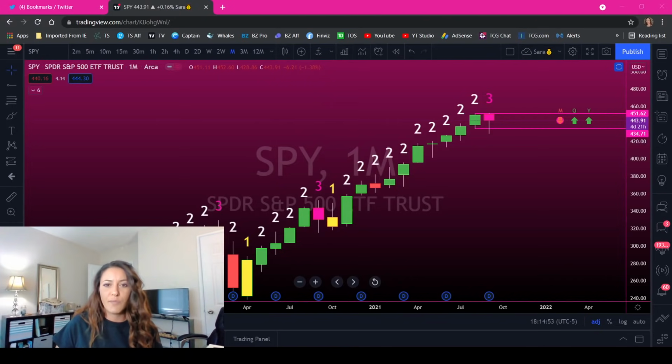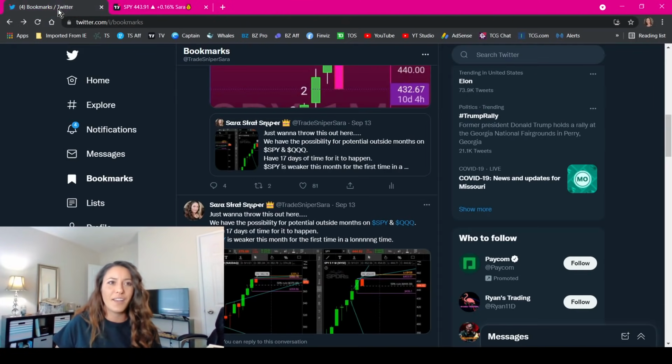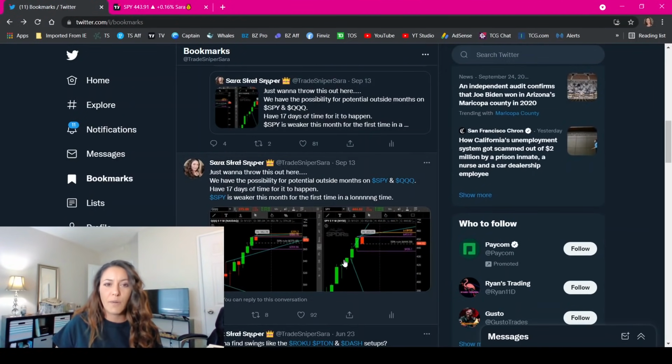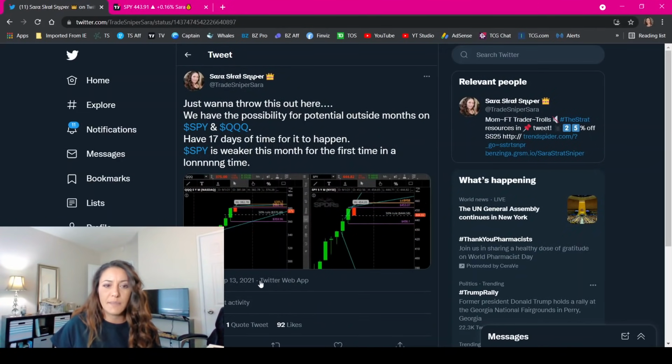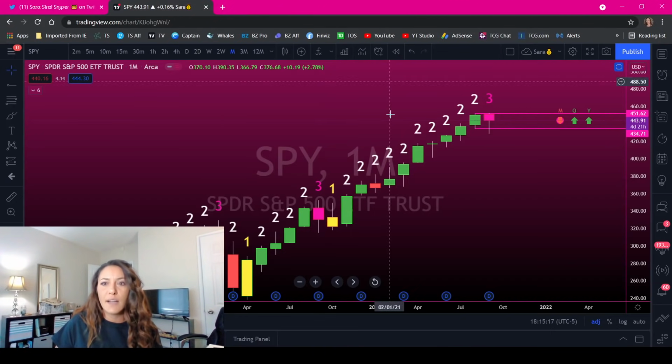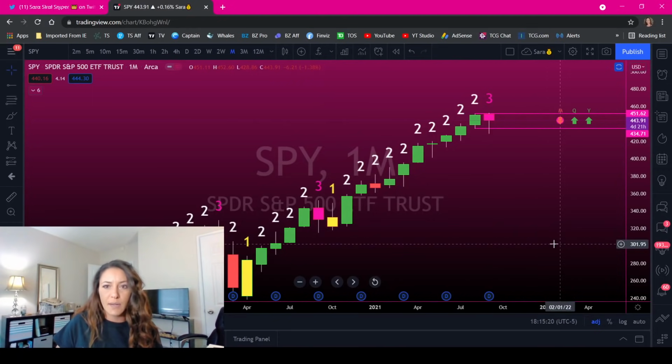Okay, so before everybody starts thinking I'm full of crap, we're going to go to Twitter and look at this tweet. On September 13th, I said, just wanted to let everybody know we have the possibility for a potential outside month on SPY and QQQ. Well, what is an outside month? What is an outside bar? Outside bars are labeled as threes. They take out the high and the low of the previous candle on any time frame.